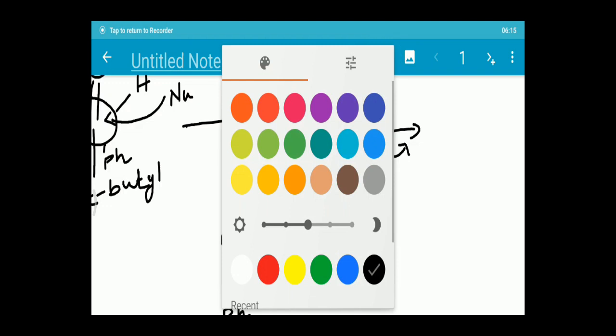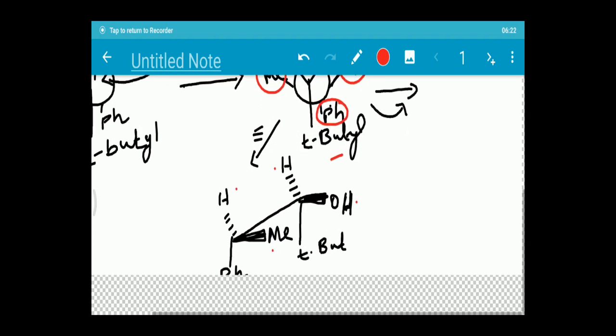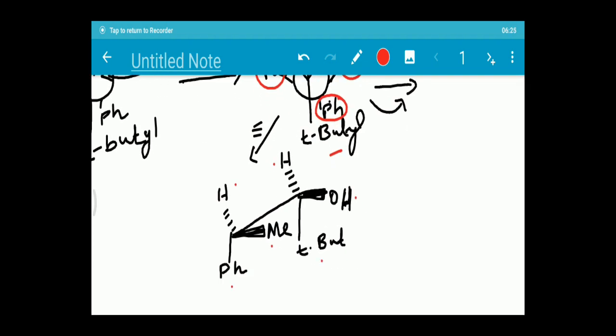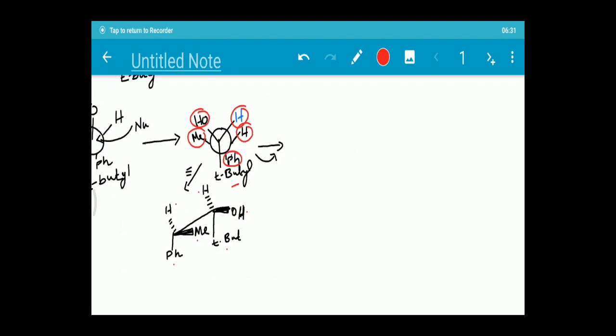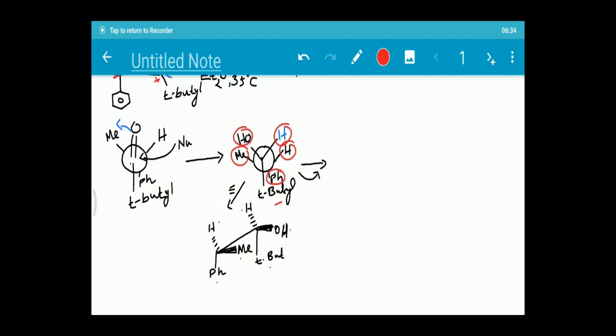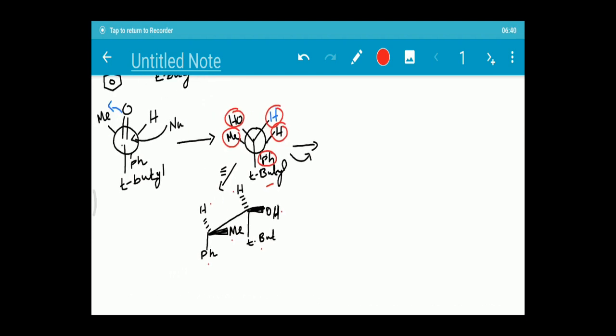Now you can see my OH and methyl are eclipsing each other, my hydrogens are eclipsing each other, and my tertiary butyl and phenyl are eclipsing each other. We have just applied Cram's rule to this problem. Now let me add the Felkin-Anh model, because you can see here we have two bulky groups, and when there are two bulky groups eclipsing each other in a Cram's model, the conformation will not be stable, and that is where the Felkin-Anh modification comes into the picture.